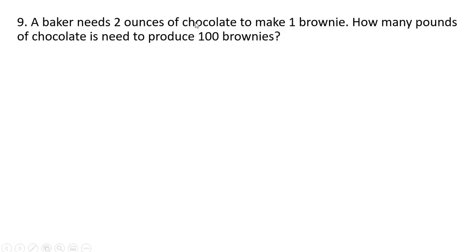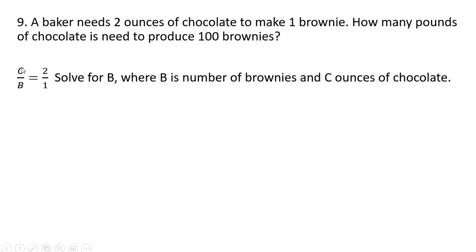Question 9. A baker needs 2 ounces of chocolate to make 1 brownie. How many pounds of chocolate is needed to produce 100 brownies? So the ratio here of chocolate to brownies is 2 to 1. So we're going to solve for B, where B is the number of brownies and C is ounces of chocolate. So I'm just going to solve this equation for B. So we have this, you can think of this as a production function. So brownies equals chocolate, ounces of chocolate, divided by 2.